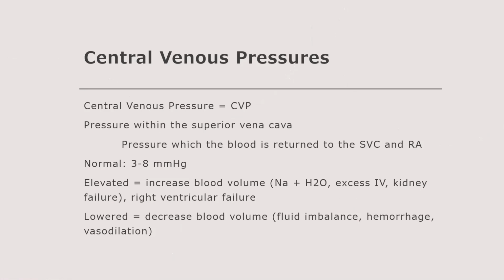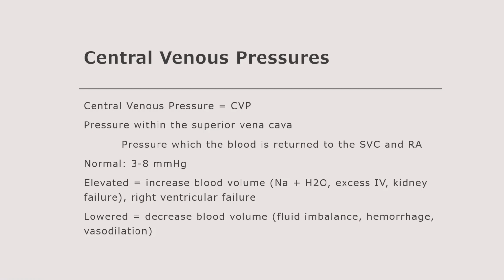Anytime we have an elevation, we think of an increased blood volume, hypervolemia, or it could be a failure of the right ventricle. The opposite to that is when it's a lowered CVP, we think about hypovolemia. So in the elevated state, anything that increases blood volume, so that would be retention of sodium and water, excess IV fluids, kidney failure or kidney injury, anything like that that causes the body to hold on to fluid.